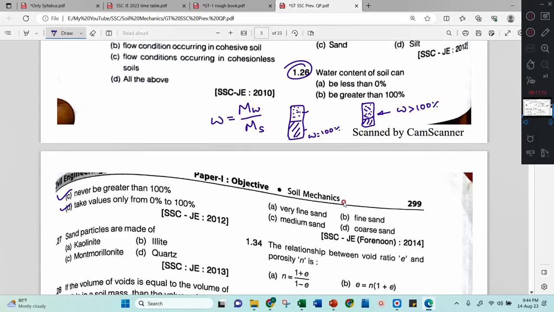Very interesting. Sometimes I can have a diagram like this, where solids are very huge and water is very less. Then water content is less than 100%. Therefore, option A, less than 0%, is completely wrong. B, greater than 100%, is correct. Never greater than 100% is wrong, because I have many conditions where water content is greater than 100. Takes value from 0 to 100, this is also wrong. Most of the students will take this one, but it is wrong answer. The correct answer is can be greater than 100%.